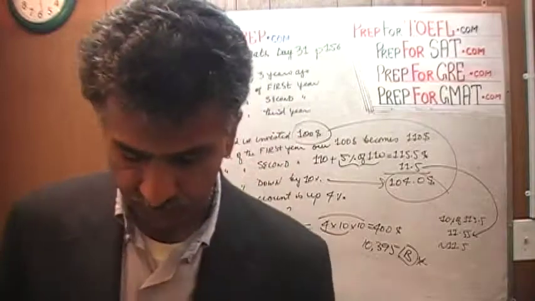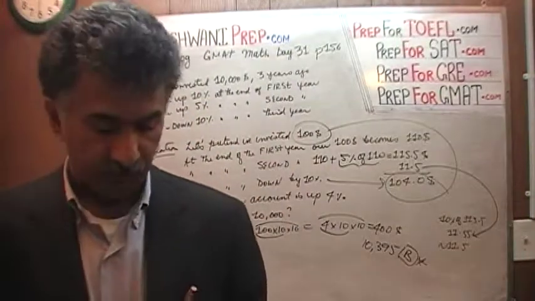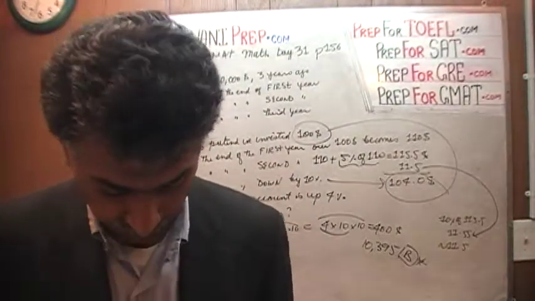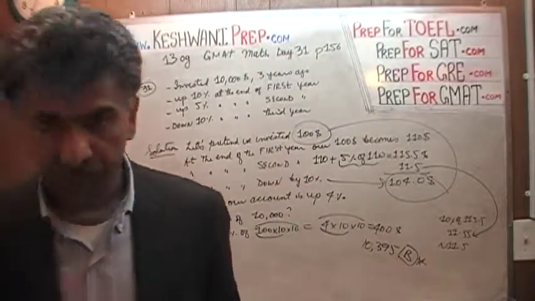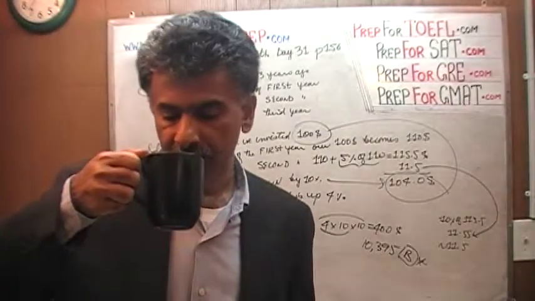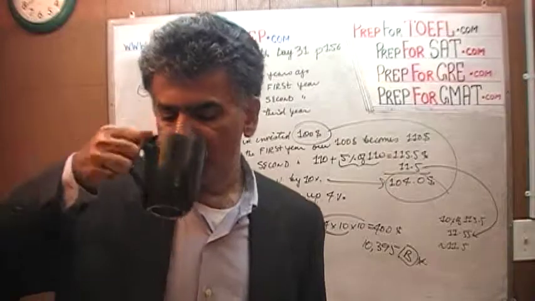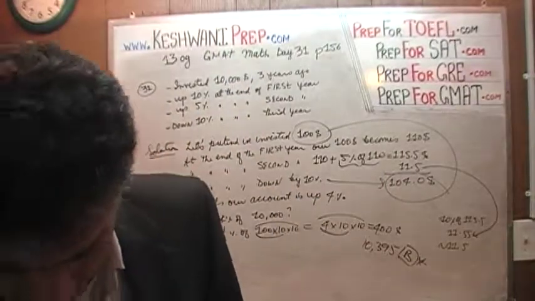Anyway, we're looking for the answer choice that comes closest to 10,400, and the one that comes closest to it is answer choice B, as we said, 10,395. That's it.